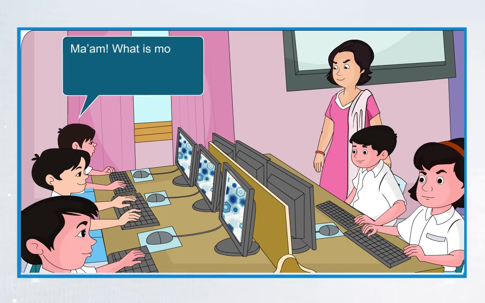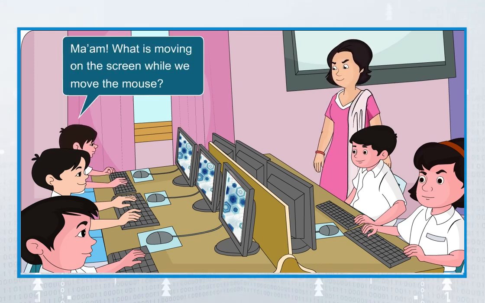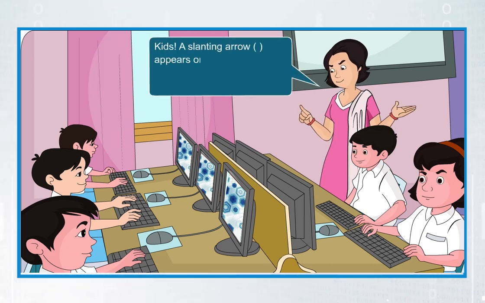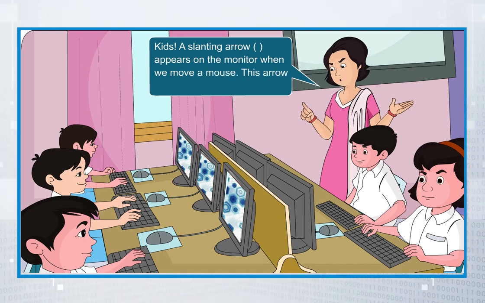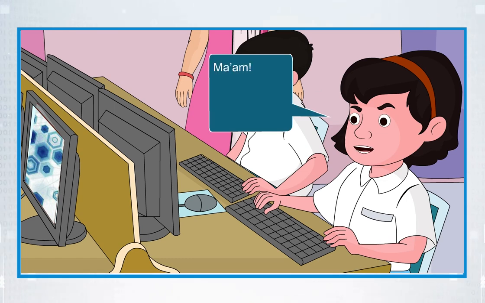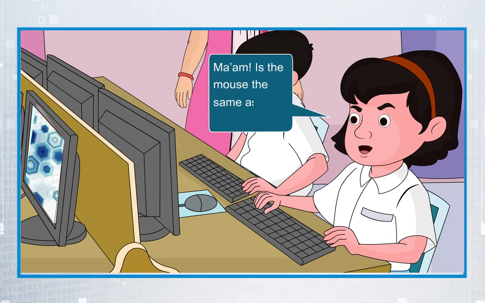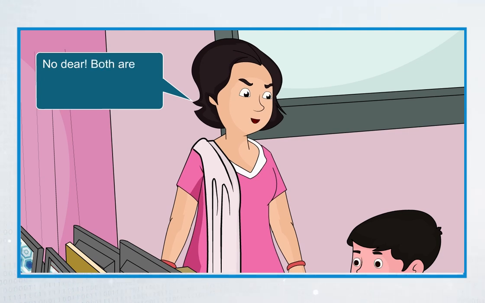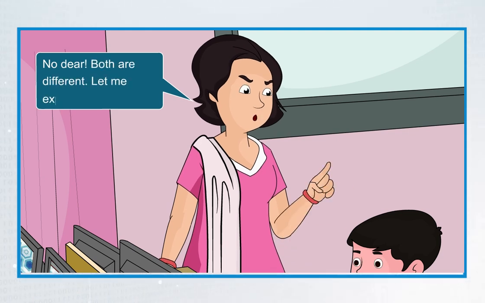Ma'am, what is moving on the screen while we move the mouse? Kids, a slanting arrow appears on the monitor when we move a mouse. This arrow is called the mouse pointer. Ma'am, is the mouse the same as we find at home? No, dear, both are different. Let me explain more about it.